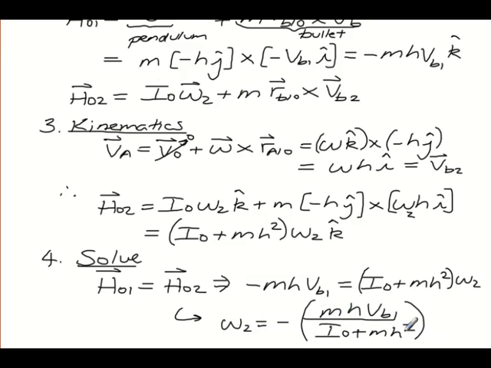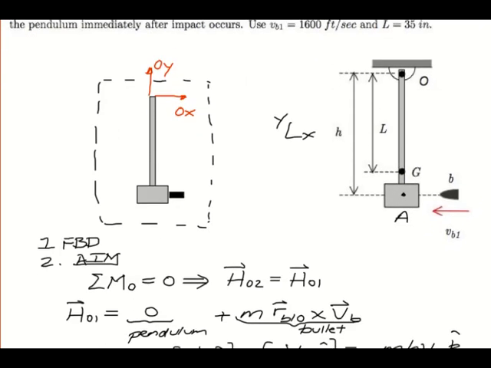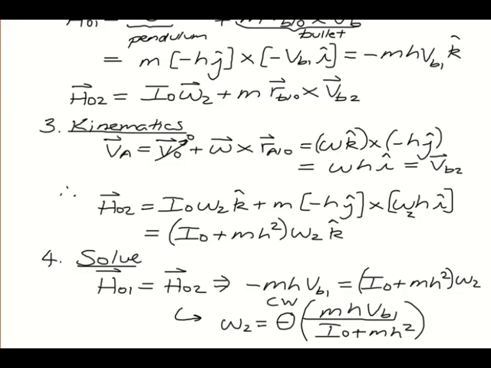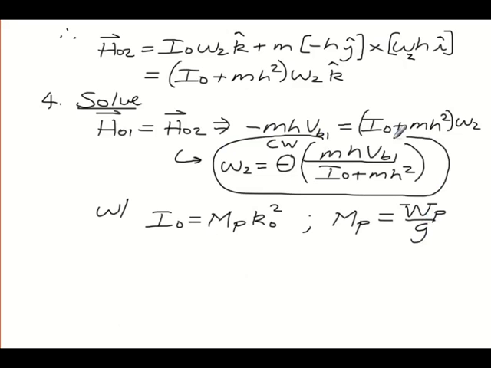The negative sign simply means that it's rotating in a clockwise sense, and I think that makes sense. IO, we know that in terms of radius of gyration kO, is the mass of the pendulum, let's call it mP, times kO squared, where the mass of the pendulum is equal to the given weight divided by g. So this is our omega for the pendulum after impact.